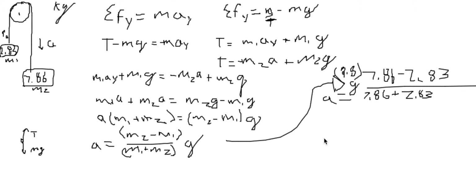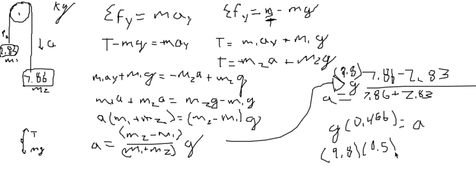So typing that in, we end up getting gravity times 0.466 kilograms is equal to acceleration, so 9.8 times 0.5 gives us a value of 4.57 meters per second squared for acceleration.